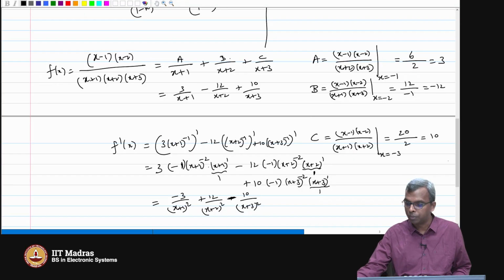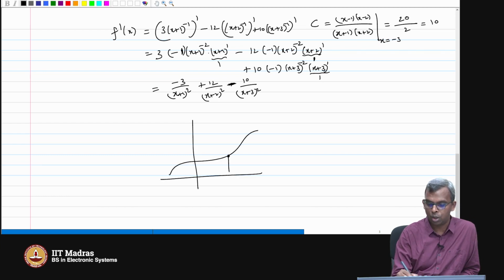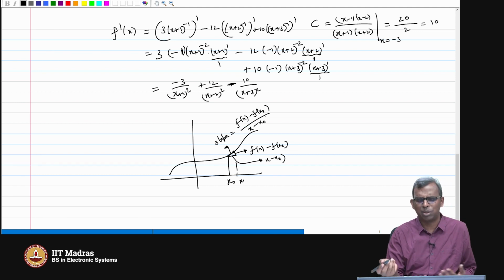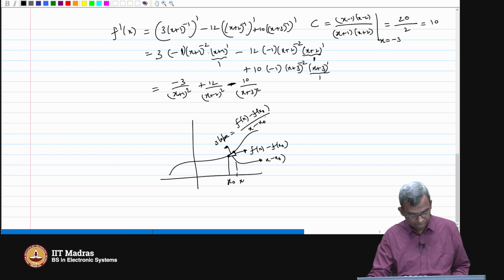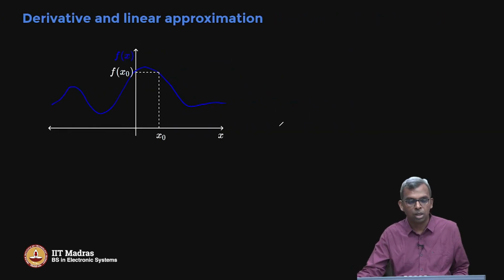Maybe I can draw a picture for you to show you how to visualize this. We have a function and an x naught. How do you think of the limit? There is this x that I have here, and then I have this little triangle here. This side is f of x minus f of x naught. This side is x minus x naught, and the slope of this line is f of x minus f of x naught divided by x minus x naught, isn't it? So it is the same as what we did with the other form. This is how you visualize what's happening with this definition. This is a very important thing and we will use it quite soon.